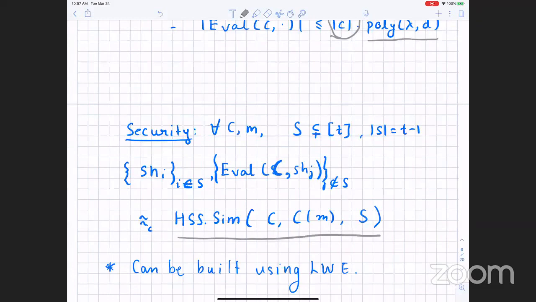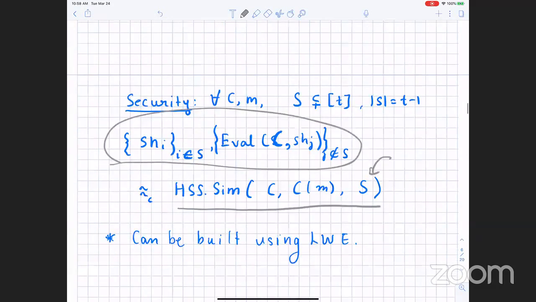So it took a set S, and it gets to learn this, and this is simulatable using the HSS simulation algorithm, where the simulation algorithm only takes as input the circuit C of M and the set of corruptions. It doesn't take the message as input at all. So that's the security notion. And the good part is that it can be built using LWE. In fact, you can use any LWE-based FHE scheme off the shelf and use it to construct this notion. This is known in quite a few works, so I won't be talking about how you can construct that.